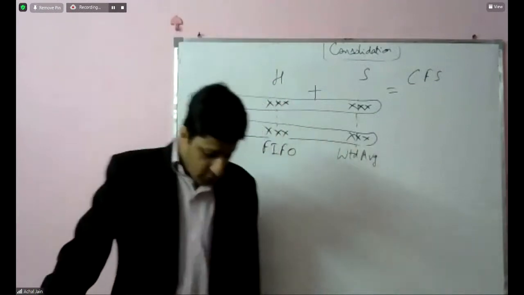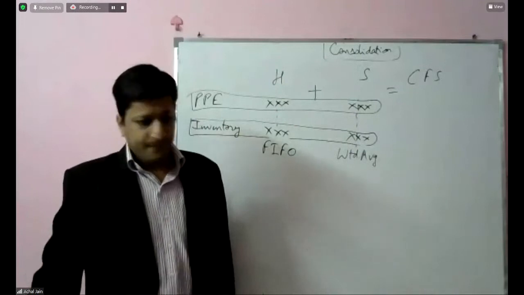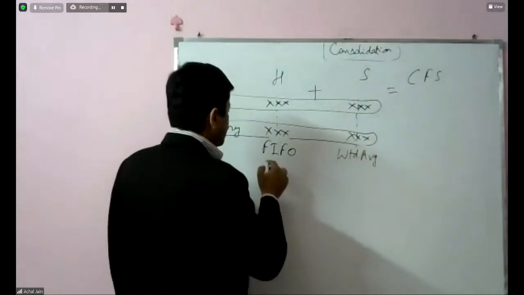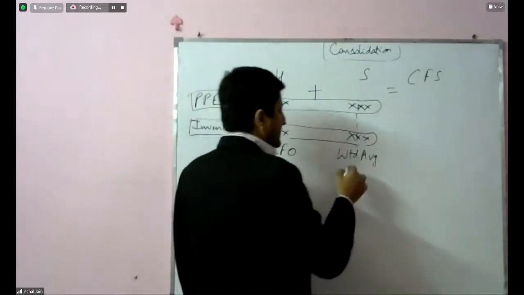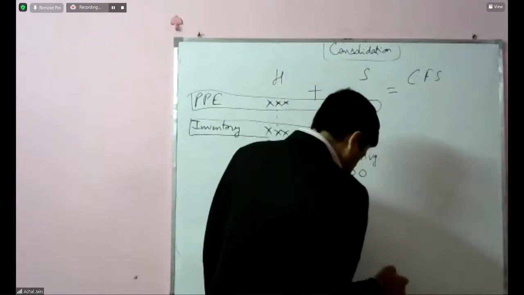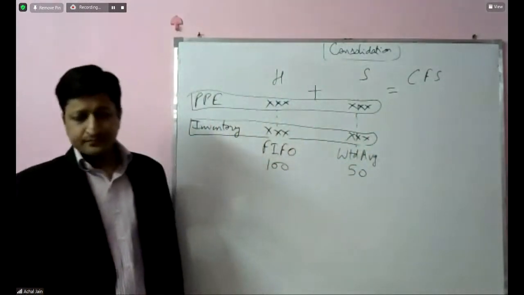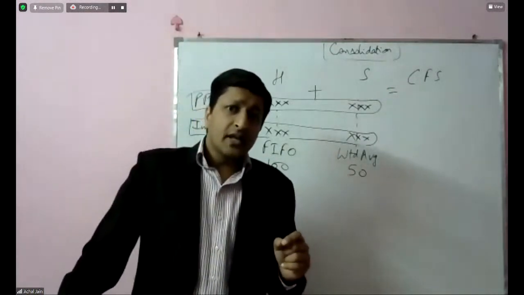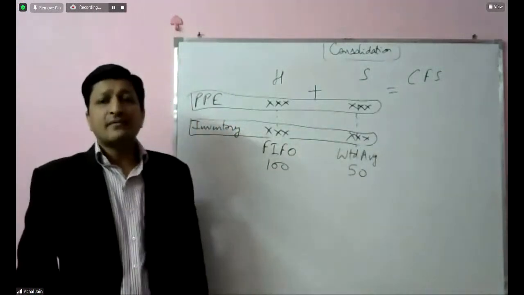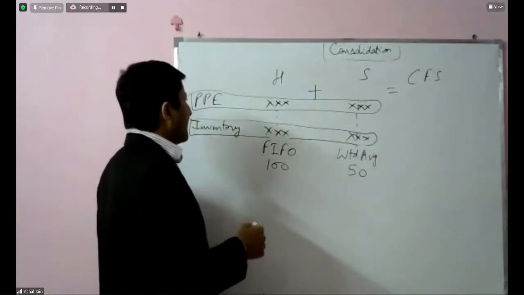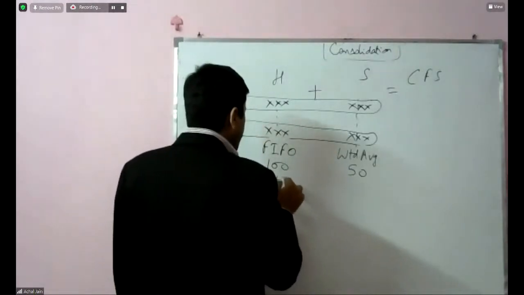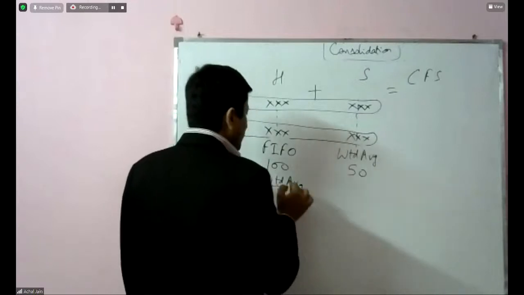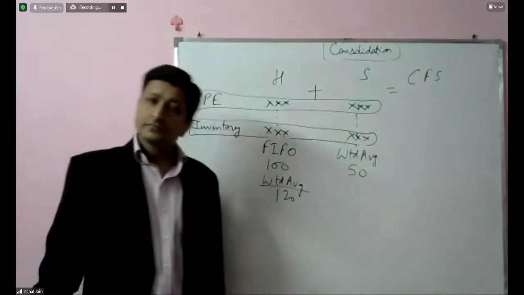Now, let's try to understand the implications. Say, for example, inventory of H is rupees 100 and inventory of S is rupees 50. Now, will the amount of inventory remain the same if H would have followed weighted average? The answer is no. If H would have followed weighted average, let's suppose this amount would have been 1.